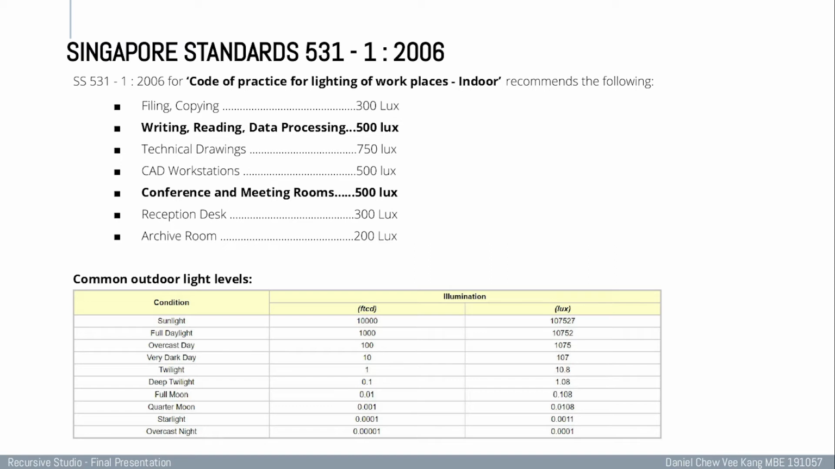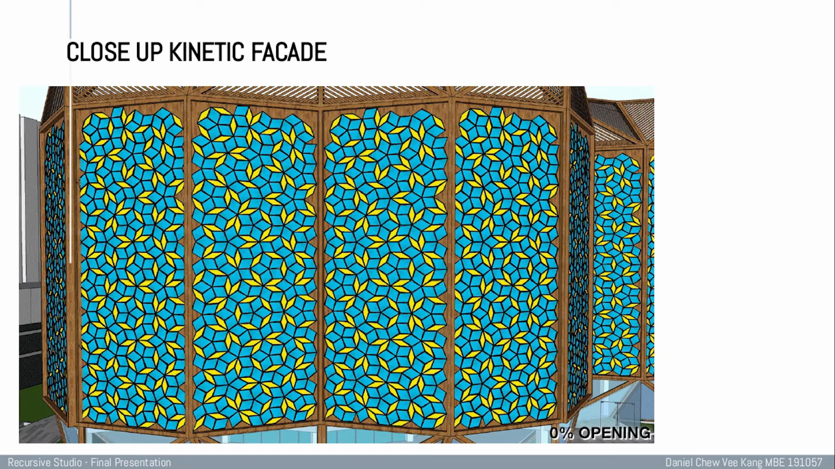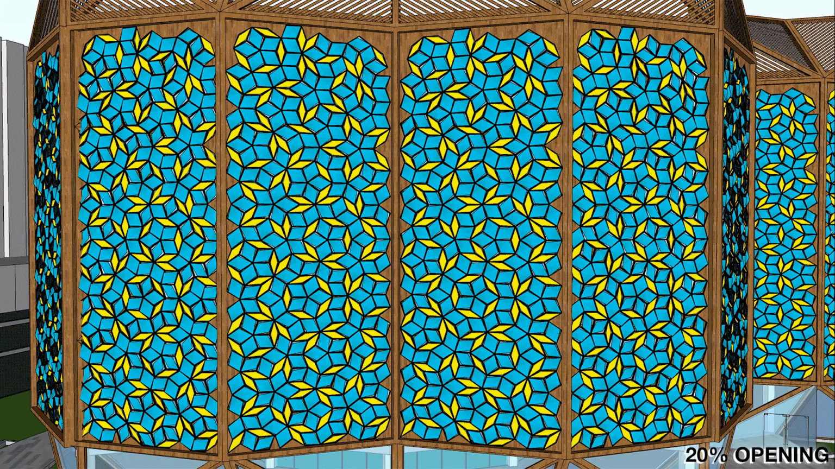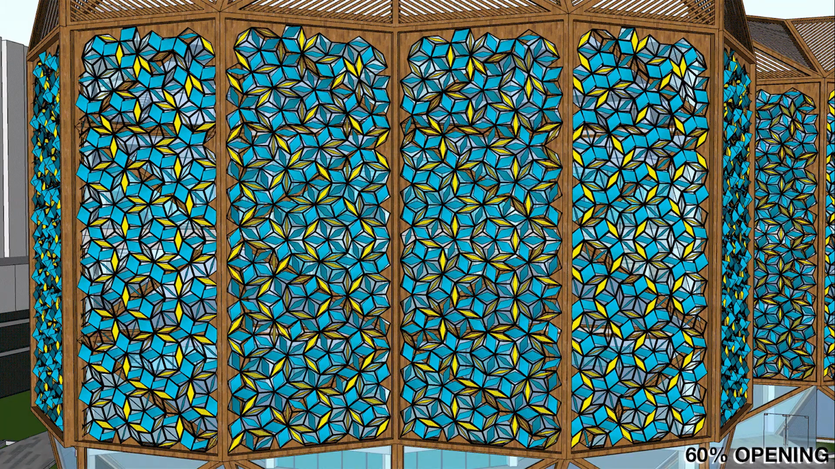Being at the equator with a tropical climate, the outdoor lux may range from 107 all the way up to 107,000 lux. A passive facade may not optimize and utilize the difference in lux level throughout a given day. Therefore, a kinetic facade would be more capable in dealing with this wide range of illuminance level.